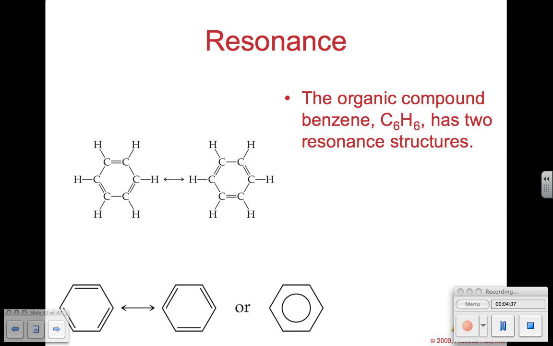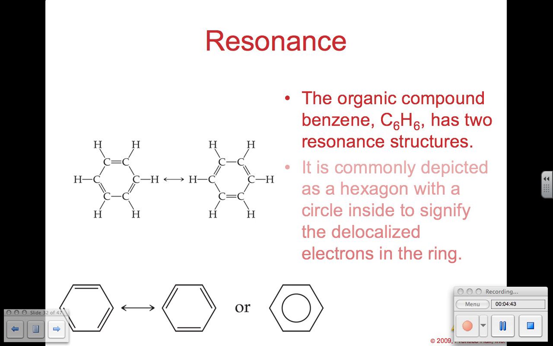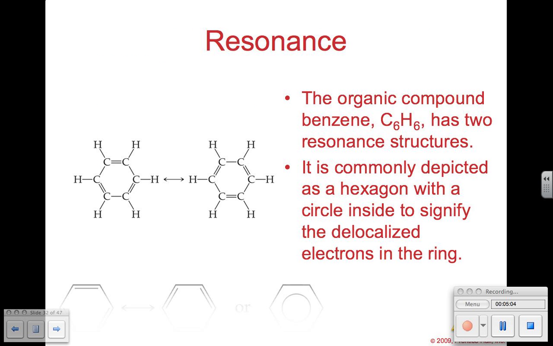And then on the bottom, there are several other ways to draw it using organic nomenclature. So typically we just depict it with a hexagon with a circle inside because you have a lot of delocalized electrons in that ring that make it function. And benzene and a lot of aromatic rings have these delocalized electrons.